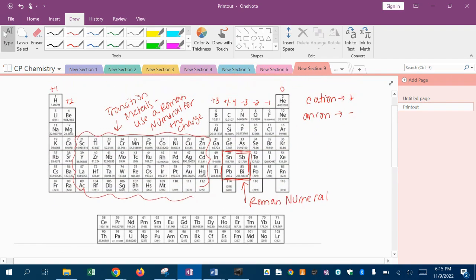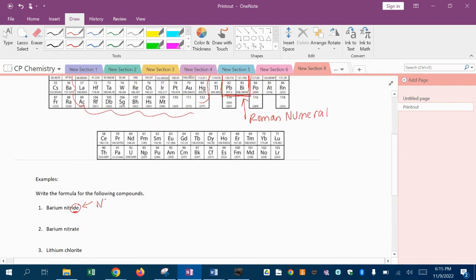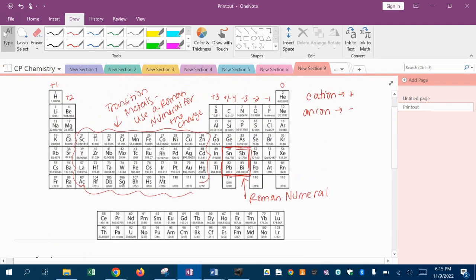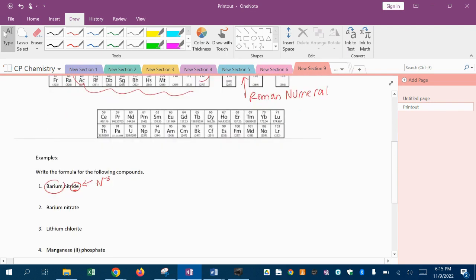So we look, well, here is nitrogen. It's in the -3 column. So the nitride is N minus 3. We look for barium on our periodic table. Here's barium right here. It's in the second column, in the +2s. So barium has a +2 charge. Remember, all ionic compounds start with a cation. So that would be the barium +2 and end with an anion, N minus 3.